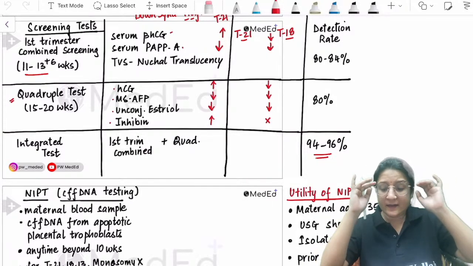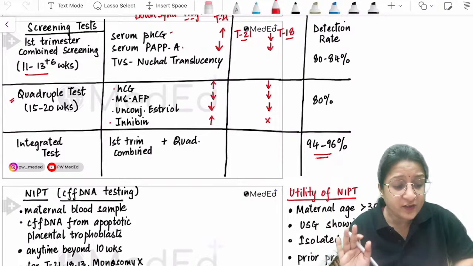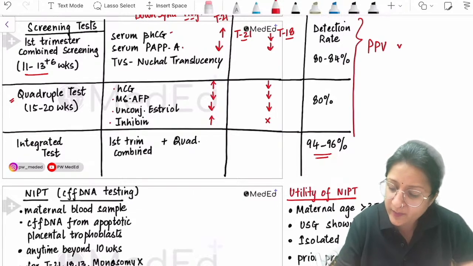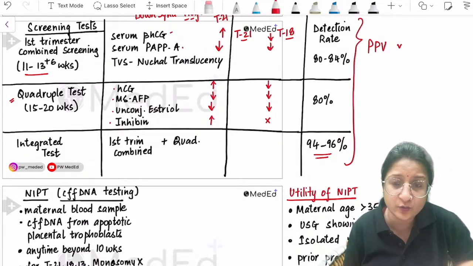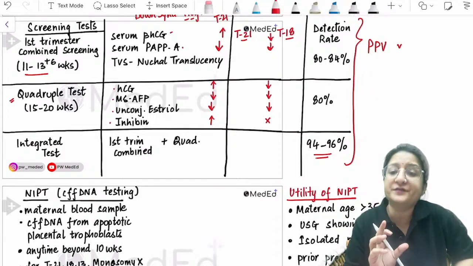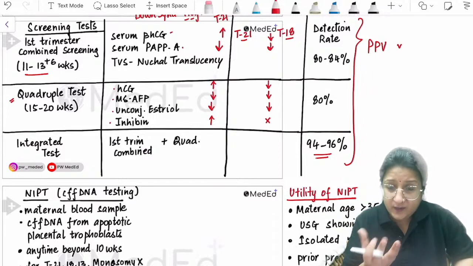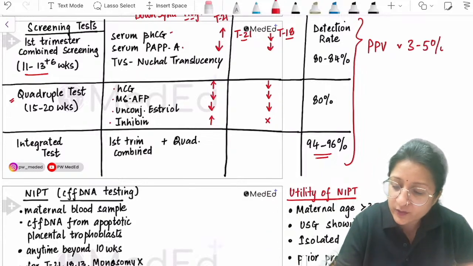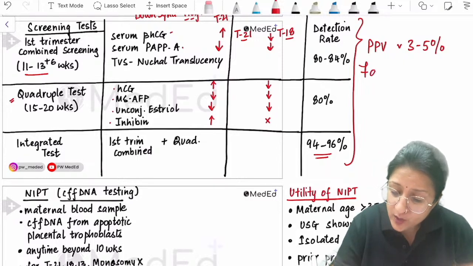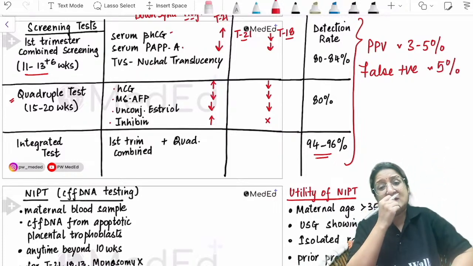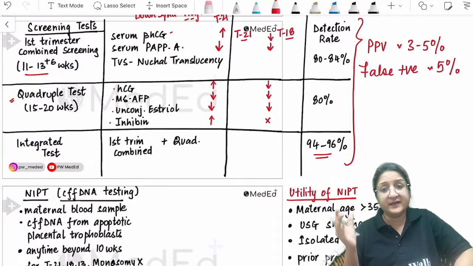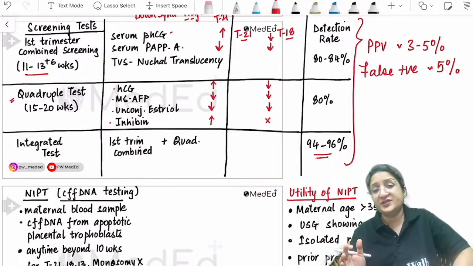Now the other important point that you need to remember here is the positive predictive value of these serum tests. That means if they are positive, what is the likelihood that the fetus would definitely be affected? It is only about 3 to 5%. False positive rate overall is also about 5%. So there could be false positives in 5% of cases. So they always need to be confirmed by an invasive fetal testing. These are important percentages you need to keep in mind.